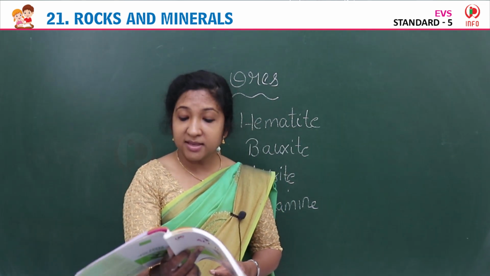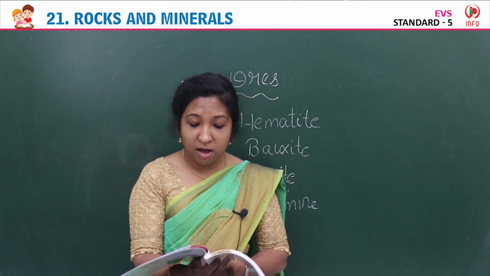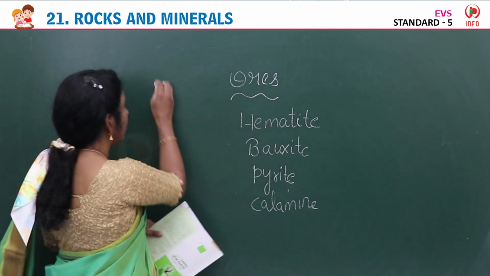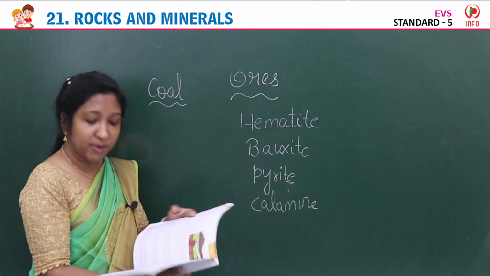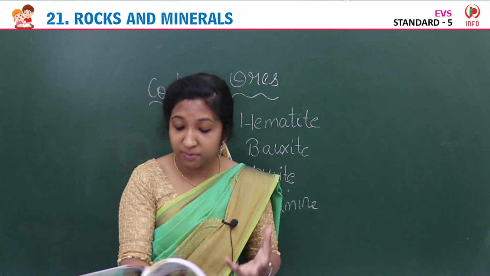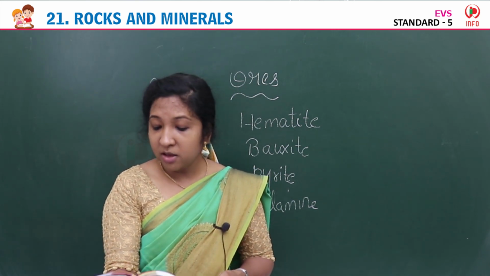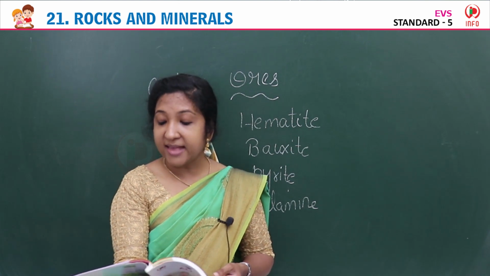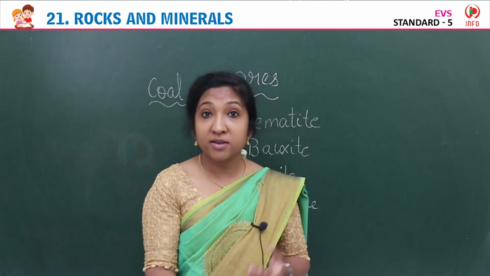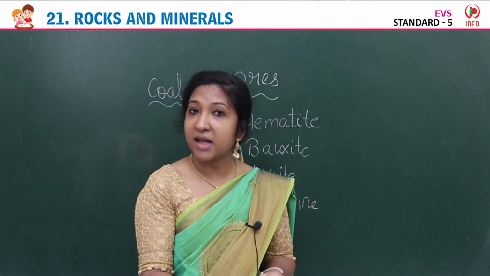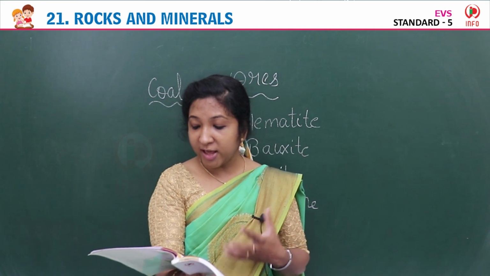So next is coal and petroleum. Uses of coal, C-O-A-L. This is another sedimentary rock, actually a combustible sedimentary rock. It is a black colored solid used in railway engines as a fuel. In the olden days we used coal as fuel, and nowadays also coal is used as fuel. It is used in thermal power production.